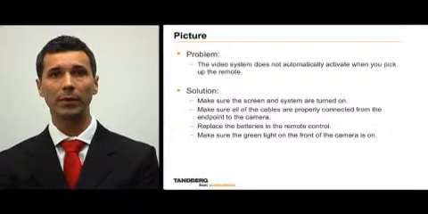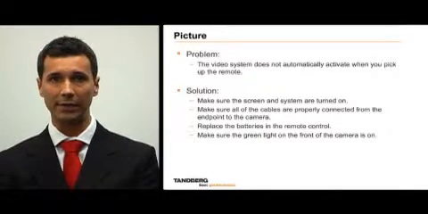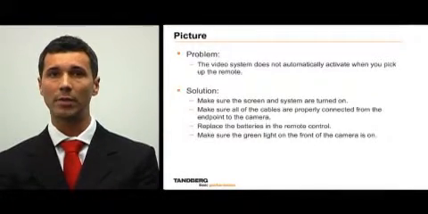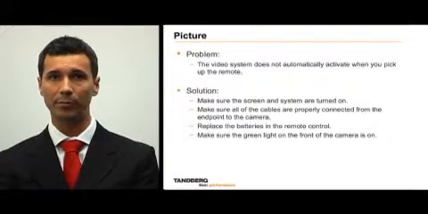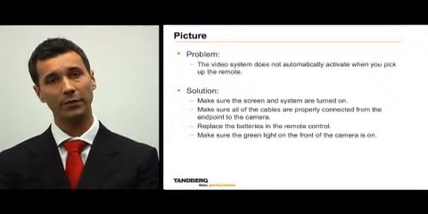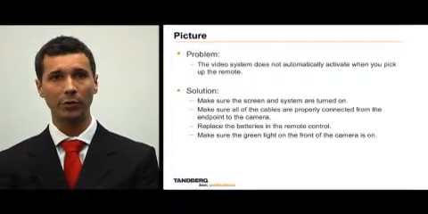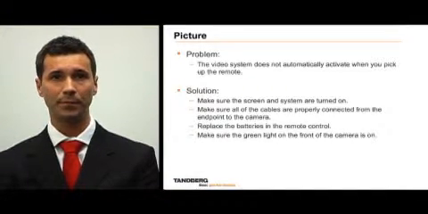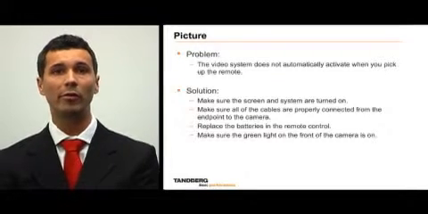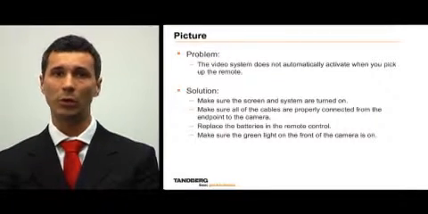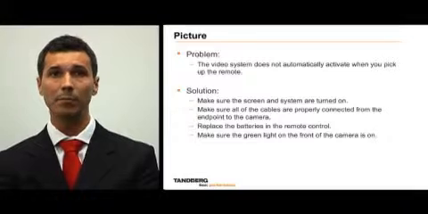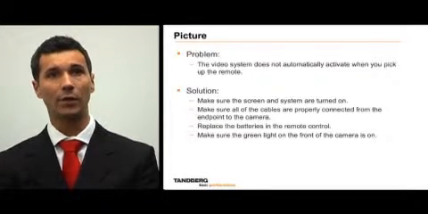If the video system does not automatically activate when you pick up the remote control, make sure the screen and system are turned on. Next, make sure all of the cables are properly connected from the endpoint to the camera. Also, you may want to try replacing the batteries in the remote control. Finally, make sure there is a green light on the front of the camera.